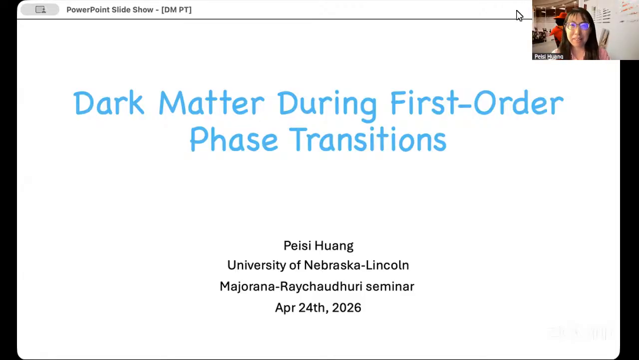So I'm not going to motivate dark matter or first order phase transition. So let me jump directly to it. I'm going to talk about how phase transitions can change the properties of dark matter, and also I'm going to discuss briefly how we can produce dark matter in a way from first order phase transitions.